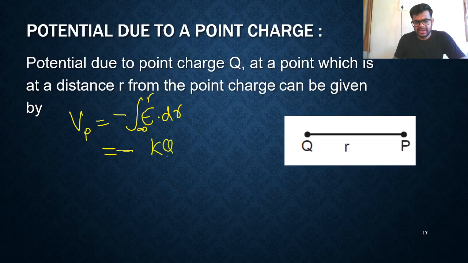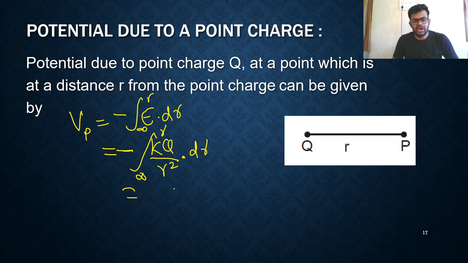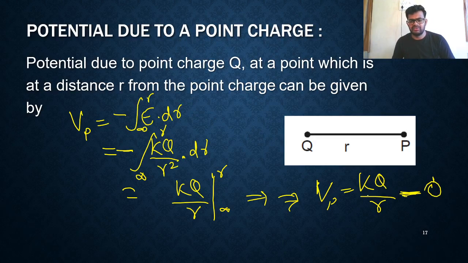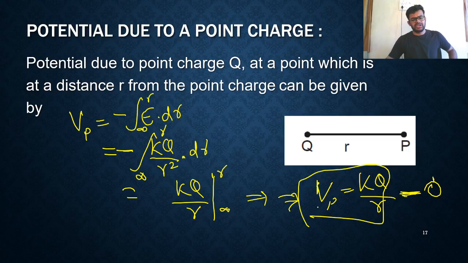You know the formula: KQ divided by R square. Here you will use dr. If you integrate it from infinity to R, what are you going to get? You get KQ divided by R, from infinity to R. So directly you will write Vp is equal to KQ divided by R minus, and 1 by infinity is 0. So the answer is V is equal to KQ by R. This is the formula you need to remember.